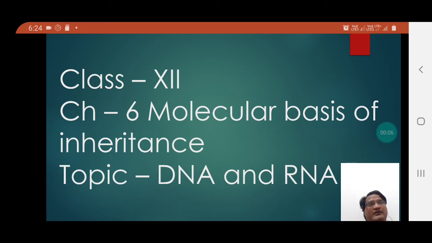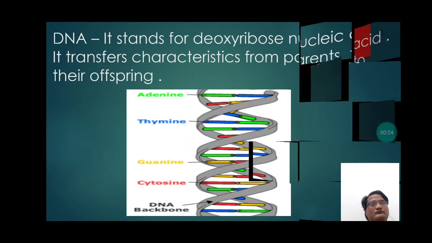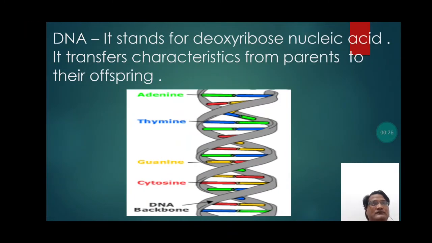Today we are going to study topic DNA and RNA from chapter 6, molecular basis of inheritance. DNA stands for deoxyribose nucleic acid. It transfers characteristics from parents to their offspring.